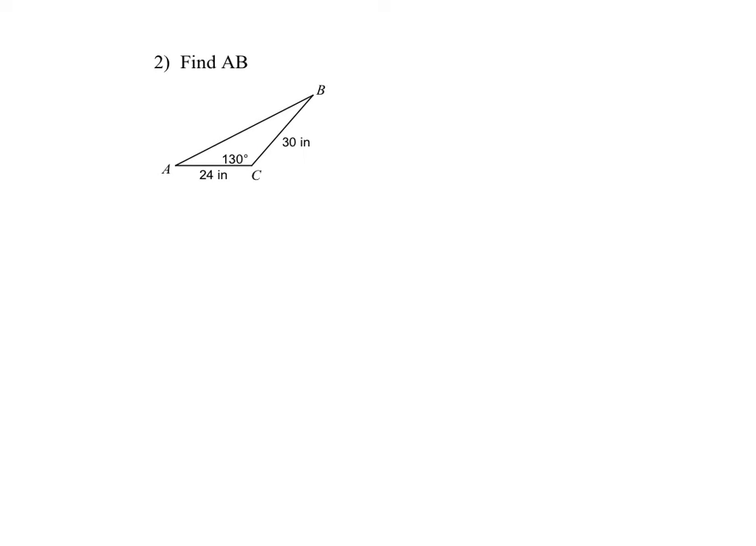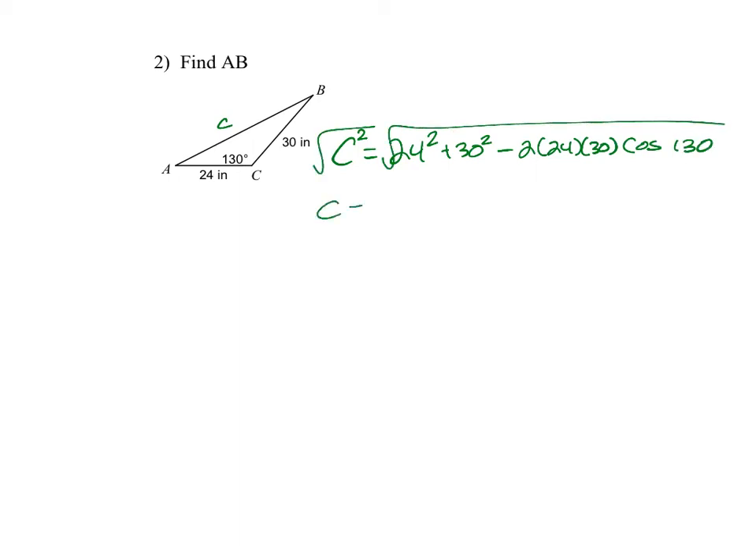So number 2, again, I have side angle side, and I want to find C also, so let's name it. C squared equals 24 squared plus 30 squared minus 2 times 24 times 30 times the cosine of 130. Right, again, I'm going to take the square root of all that. So C equals, in this case, 49 inches.